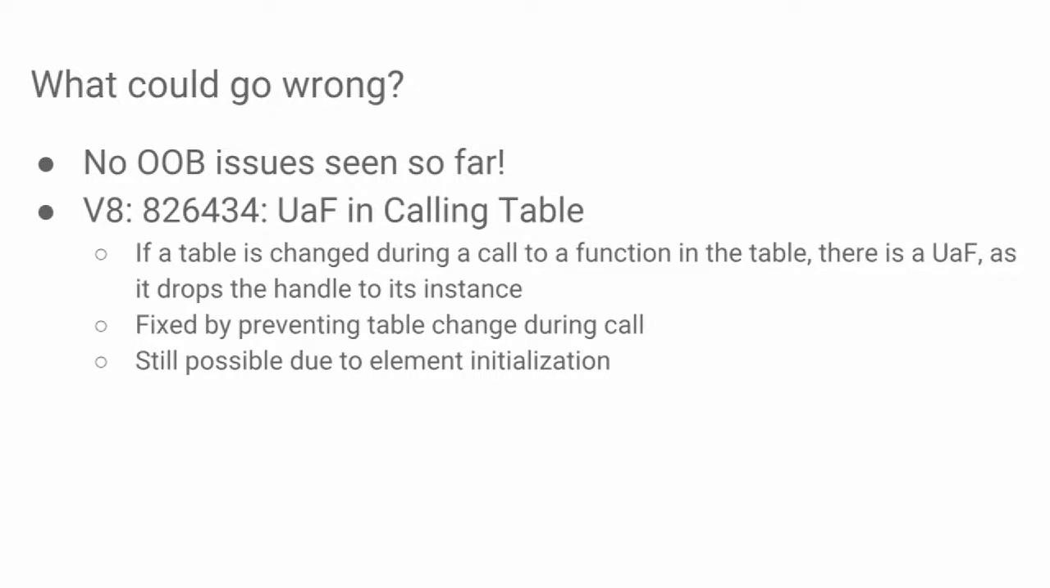If you think about how tables work, there is an instruction call indirect that you can use in WebAssembly that will call into a table. And then that table can call into JavaScript. And then that JavaScript can change the table. So the original issue was if that JavaScript changed the table to remove the function that it was calling right now, that would be the last handle to that function, and then that function would go away, and that would be a use after free.